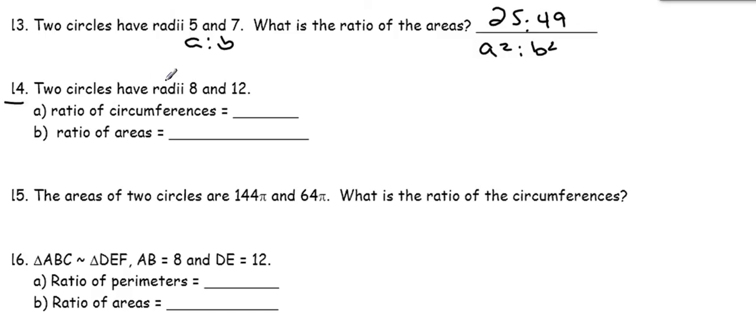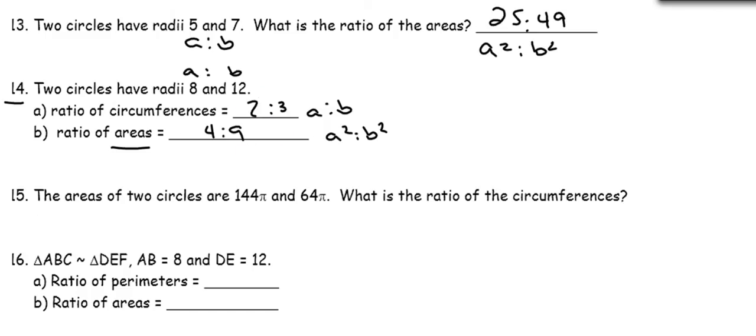Okay, so number 14, you have the radii again, 8 to 12, which is a to b. The ratio of the circumferences we also refer to as a to b, because that's just a ratio of perimeters, and perimeters is a to b. The ratio of areas is a squared to b squared. So pause the video to see if you get what I get. Now for this example, if you didn't reduce the fraction, then your answer is considered incorrect. So you should have had 2 to 3, and then the ratio of the areas would have been 4 to 9.